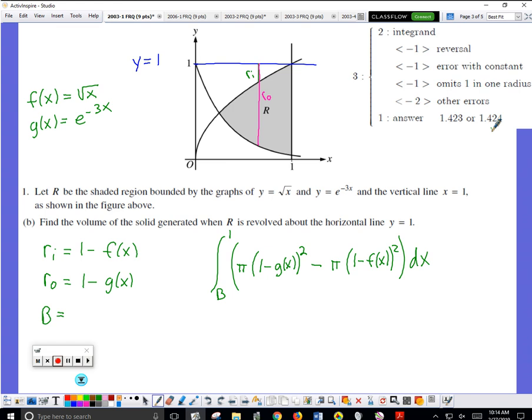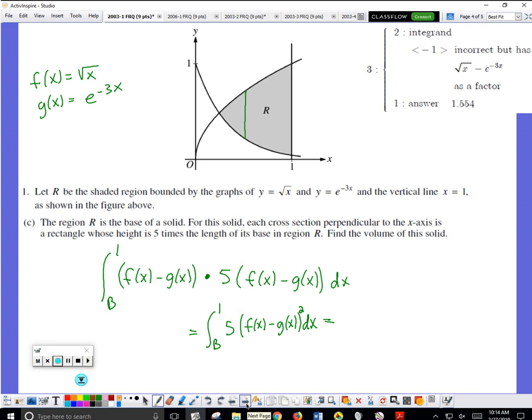Okay, part C. It says the region R is the base of a solid. For this solid, each cross section, which means slice, is a rectangle. So now you have something like this. The rectangles sit on the region like this. I need to find the area of the slice. The length of this line is just f subtract g. And it tells me that this dimension is 5 times this dimension. So I wrote that down, 5 multiplied by that same dimension. This is one side of the rectangle multiplied by the longer side of the rectangle. That's how you find this area.